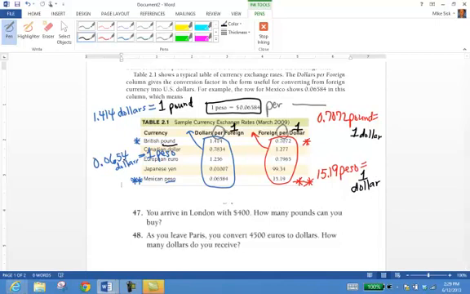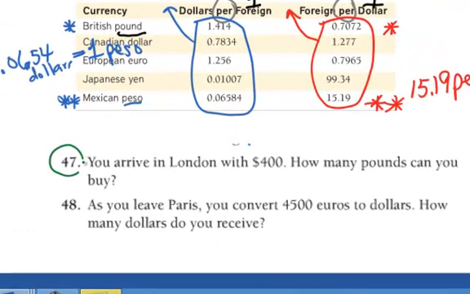Now you can write these conversions that I've given you, and you can do this for the euro as well. You can write these as what looks like a fraction. That's why they use the word per right there. You can write these as a fraction, one on top of the other, and I'll show you that example specifically. We'll look at number 47 together. In number 47, which I'm going to put in green, it says you arrive in London with $400.